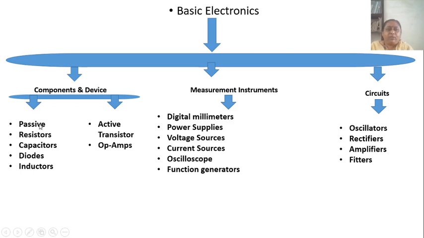Passive components are resistor, capacitor, diodes and inductors. Active components are transistor and operational amplifier. Measuring instruments are digital multimeter, power supplies, voltage sources, current sources, oscilloscope and function generator. Circuits include oscillators, rectifiers, amplifiers and filters.